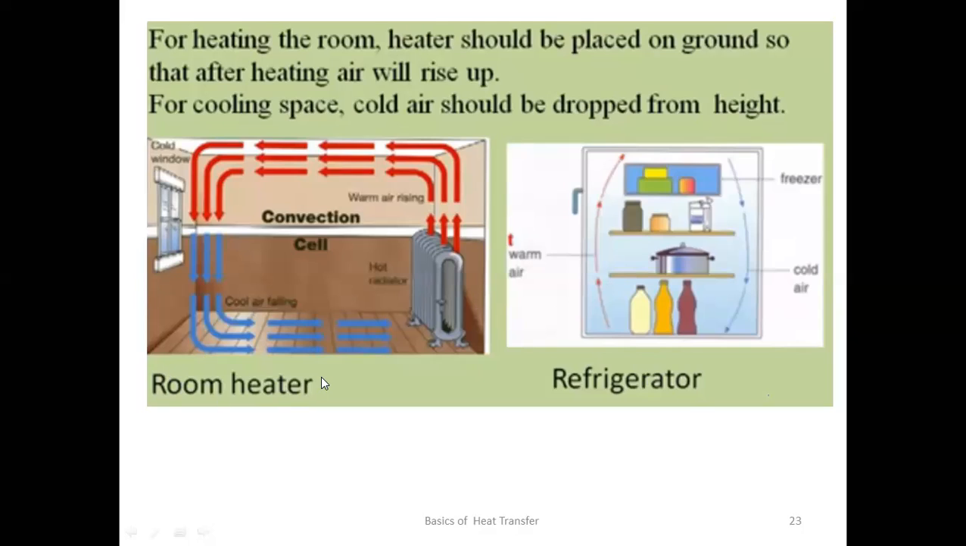Now this is the room heater. This is not used in our countries. This is normally used in cold countries, just like Greenland, Iceland, England, where the room heater is there. This is the hot radiator. What are these? Warm air is rising.